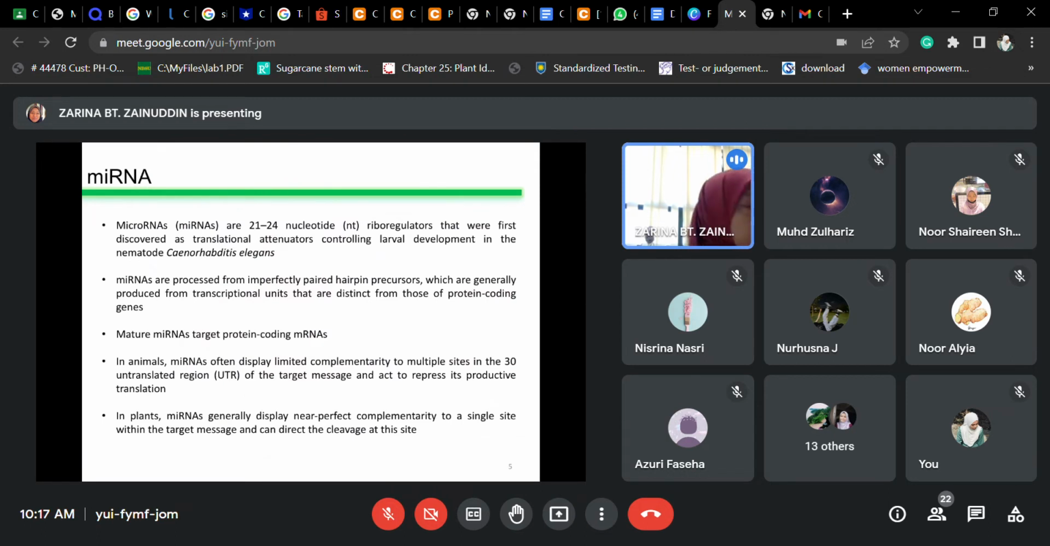So I will focus only on giving examples on microRNA. So what are microRNAs? They are 21 to 24 nucleotides, with bases like A, T, G, C, for example, 21 to 24. They are riboregulators. Actually this microRNA was first discovered in nematode, being discovered in C. elegans.